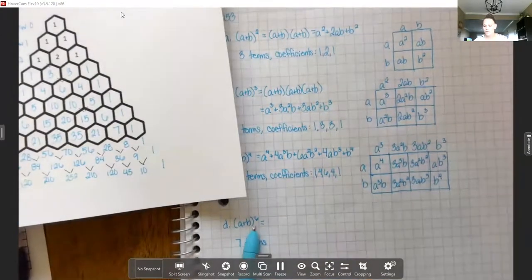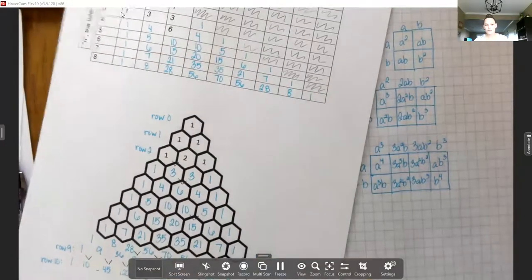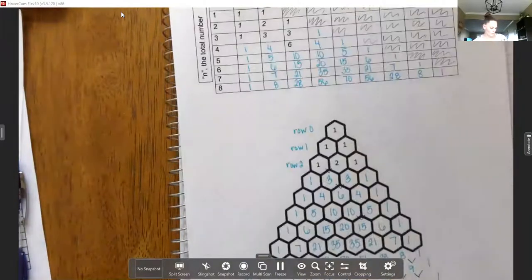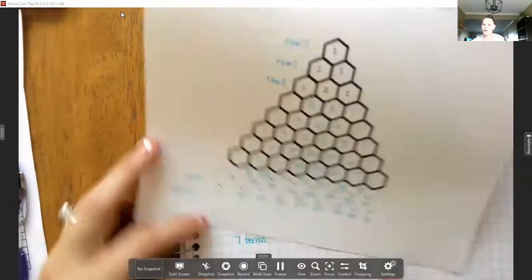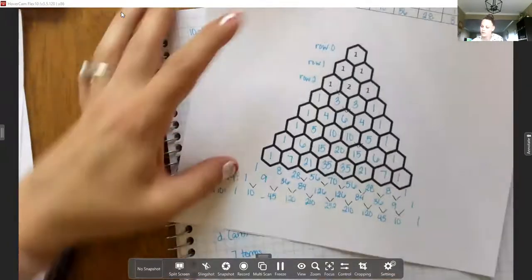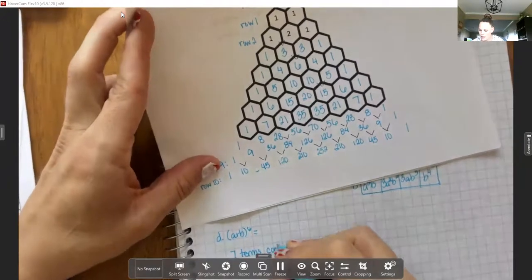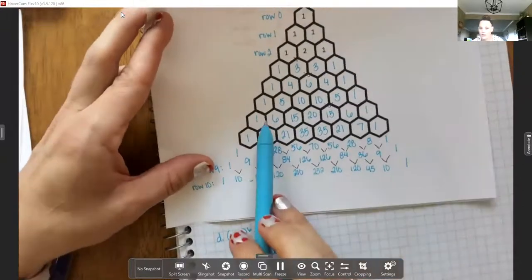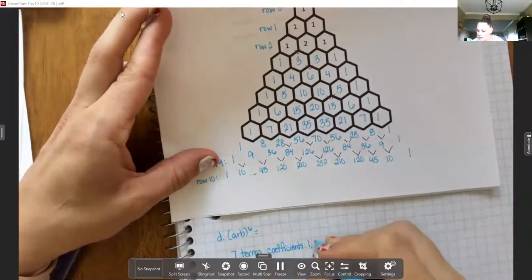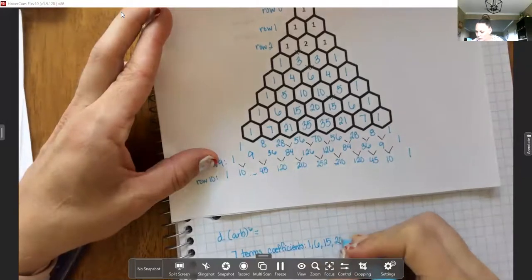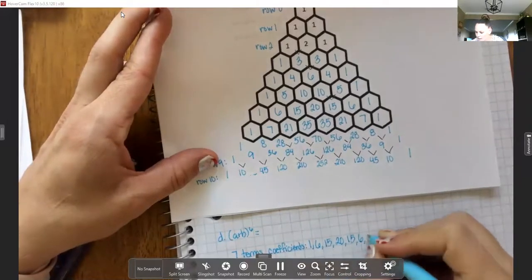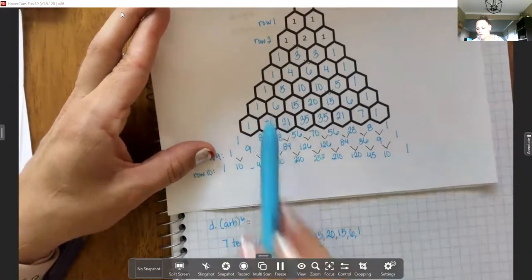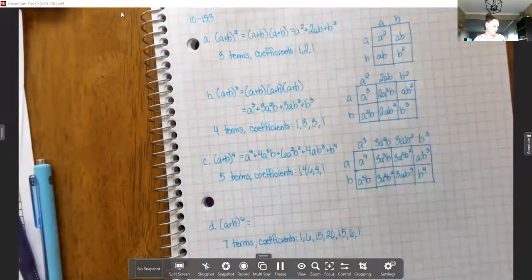And again, since this is a power of 6, we want to go to row 6 on our triangle. So our coefficients here are going to be where the 6 is: 1, 6, 15, 20, 15, 6, and 1. So we go to row 6. That's the one with the 6 after the 1. Those are going to be our coefficients.